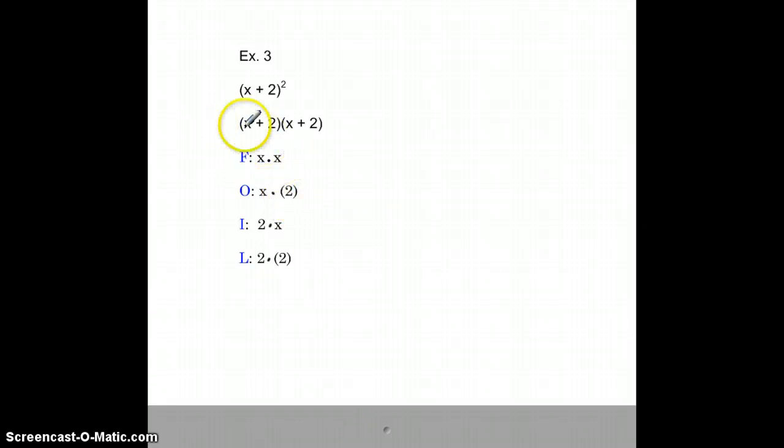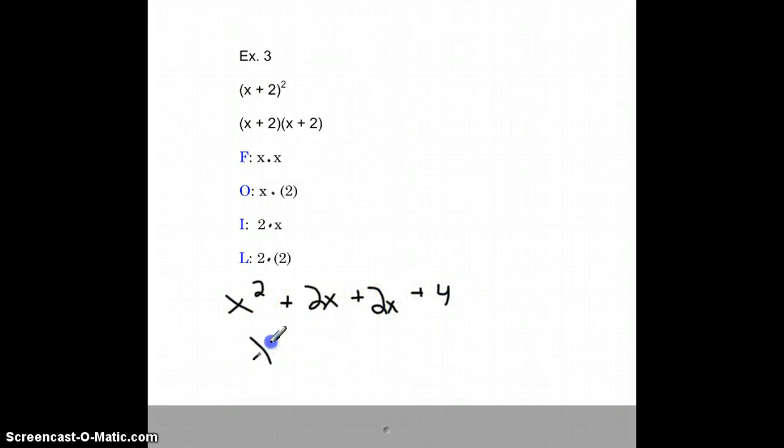So again, we know our first, x times x, is x squared. Our outers, x times 2 is 2x. Our inners, 2 times x is 2x. And our lasts, 2 times 2, well, that's going to be positive 4. So let's simplify our like terms here. We have x squared plus 4x plus 4. And that's that. So that's how we would multiply that through using FOIL.